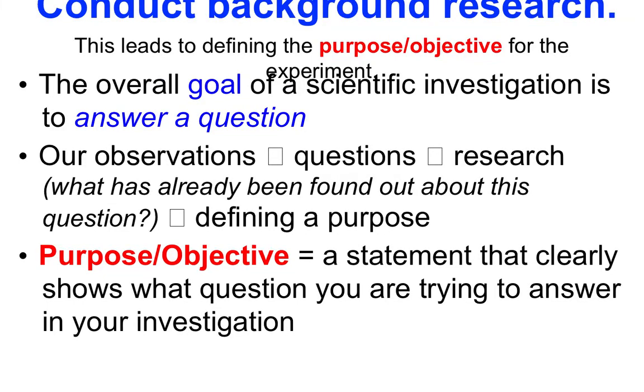Science expects that you conduct background research. This leads to defining the purpose and an objective of an experiment. The overall goal of a scientific investigation is to, well, answer a question. So, our observations, questions, research, they all have already been found out by somebody else who could have potentially asked the question already. We want to get close to defining our purpose, and that's why we conduct background research.